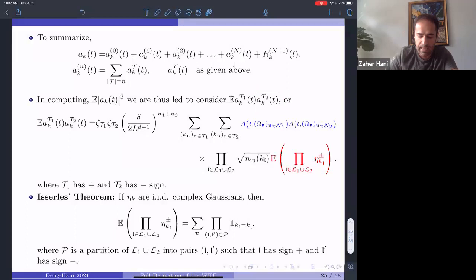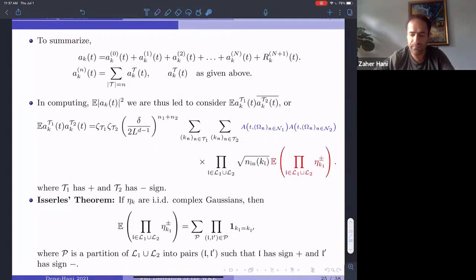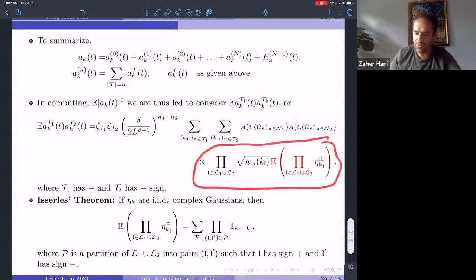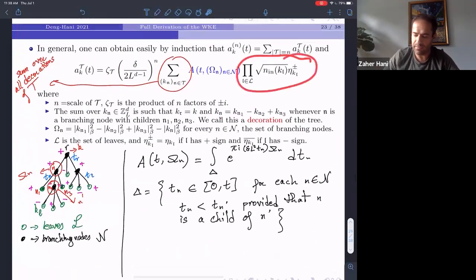If you do that, you multiply the two expressions for a_k of T1 and a_k of T2 that were written on the previous slide. You get the product of the constants, the product of the prefactors, and then a decoration of T1 and a decoration of T2. Remember, a decoration is the assignment of frequencies to each of the nodes of the trees T1 and T2. We have the product of the time factors, A_T of omega_n, for n in N1 and N2. And then we have the product of the contribution of the leaves, which was the thing over here.